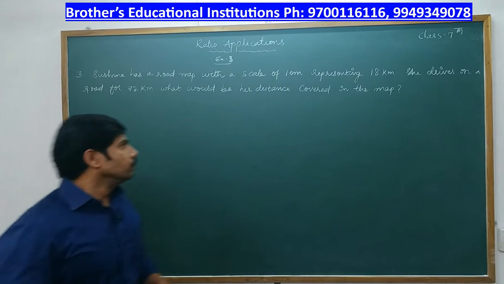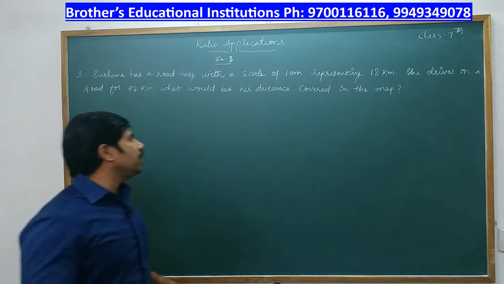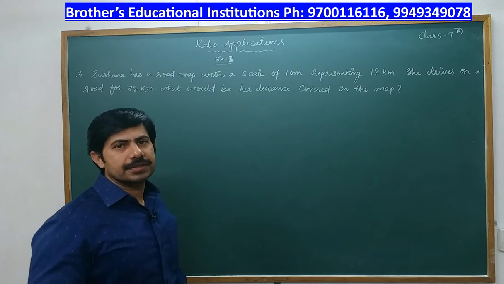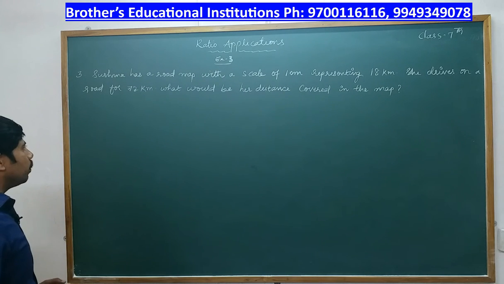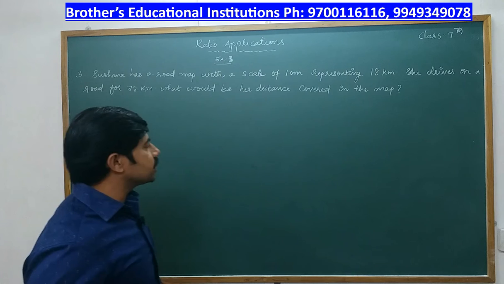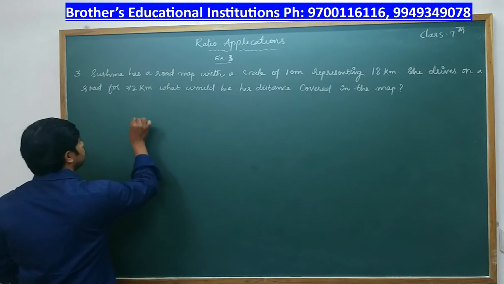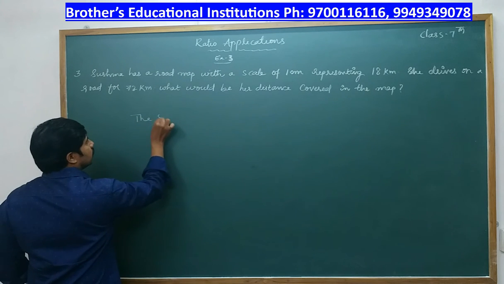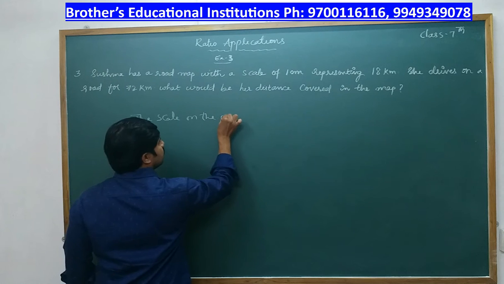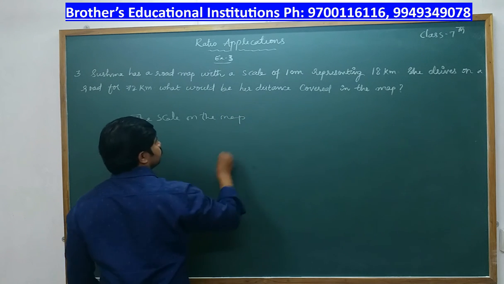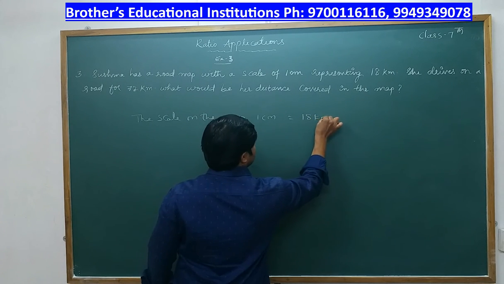Next problem. Sushma has a road map with a scale 1 centimeter representing 18 kilometers. She drives on a road for 72 kilometers. What would be her distance covered in the map? So here first we write the scale on the map: 1 centimeter is equal to 18 kilometers.